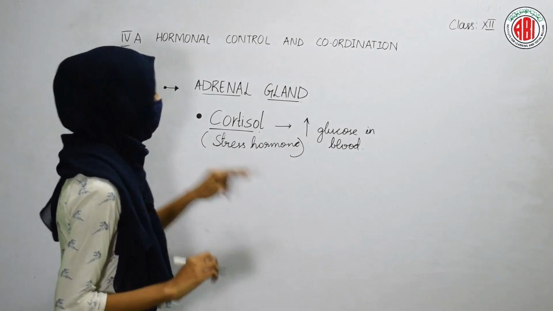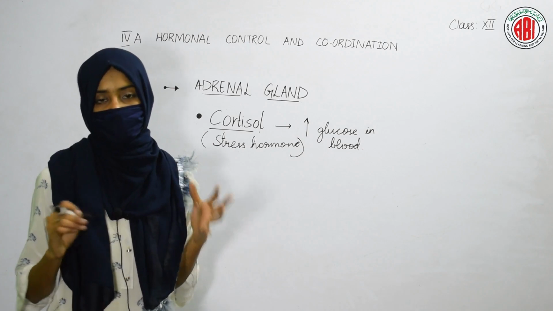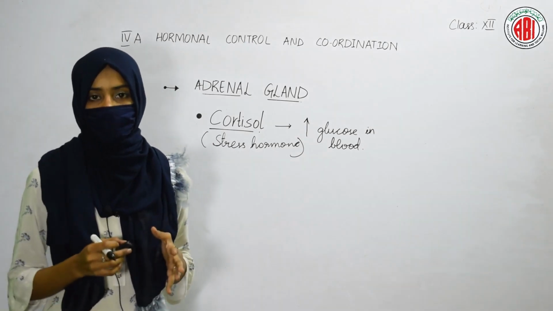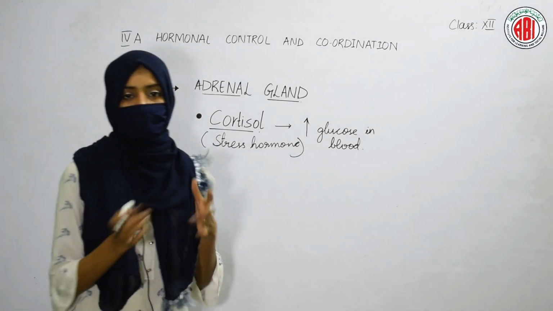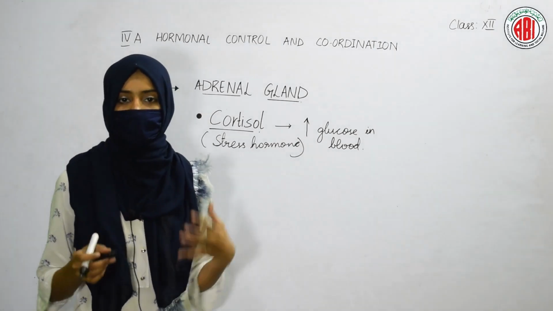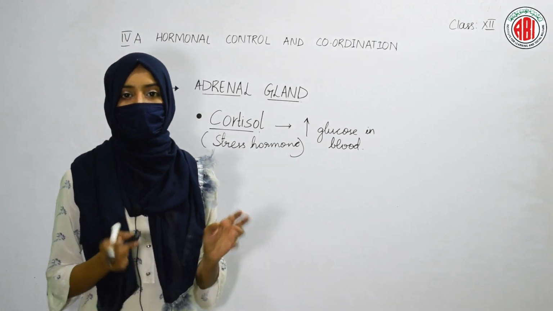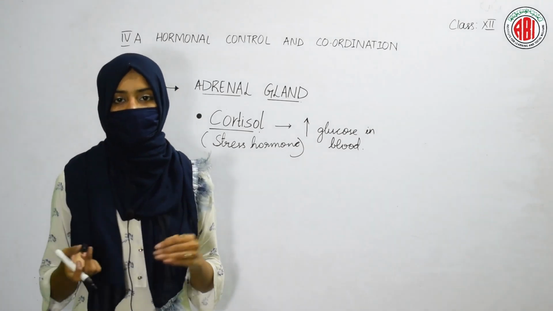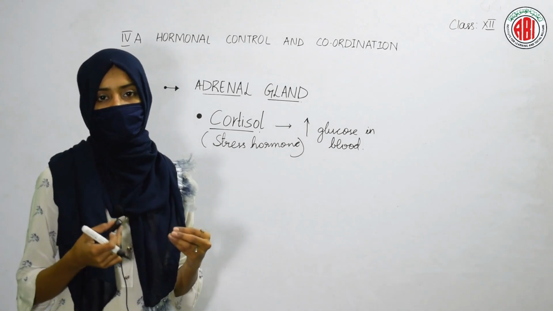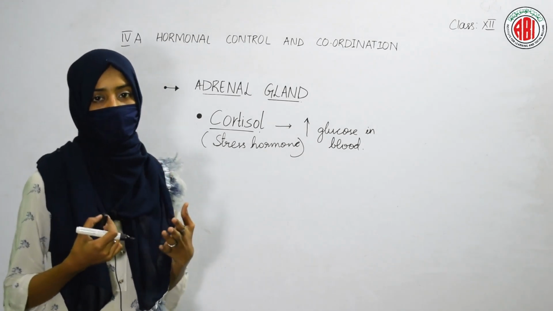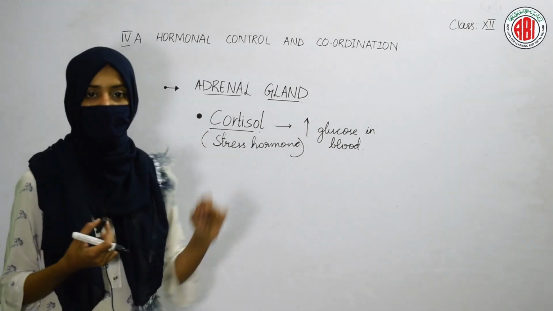Here, stress doesn't stand only for when you are going for an examination and you are having a lot of tension in your mind. That is also one type of stress. But other forms of stress are if you are feeling too hot, if your body temperature increases, if you are walking or doing exercise. At that time also a stress can be generated in your body, and the stress hormone called cortisol can be released.